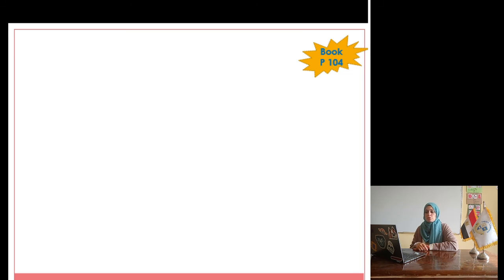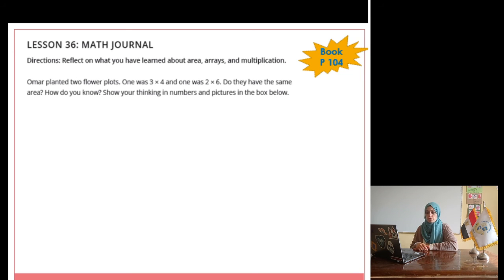Then, your book, page 104. This is a math journal. Reflect on what you have learned about areas, arrays, and multiplication. Omar planted 2 flower pots. One was 3 times 4 and the other was 2 times 6. And of course, he doesn't have to say that they are the shape of a rectangle. Do they have the same area? How do you know? Show your thinking in numbers and pictures in the box below.